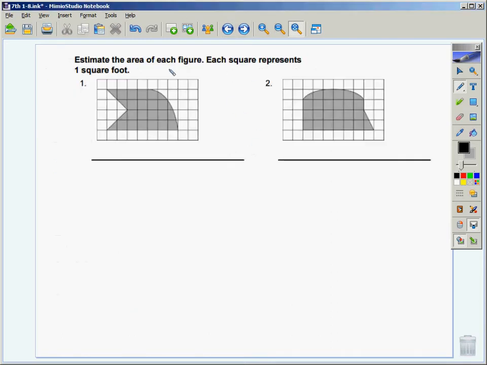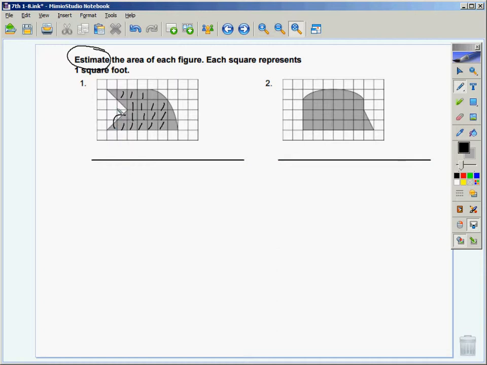Okay. Listen, I just want to talk about how you would have approached number 1 and 2. I'm not going to do both of them, but notice they said what? Estimate. All I did was go through and mark the full ones first. 1, 2, 3, 4, 5, 6, 7, 8, 9, 10, 11, 12, 13, 14, 15. There was 16 full ones.